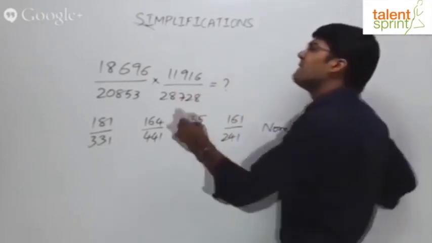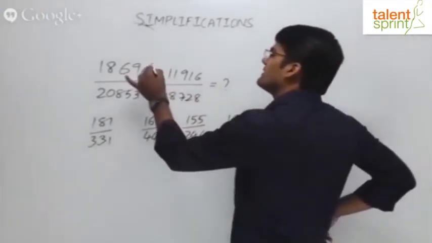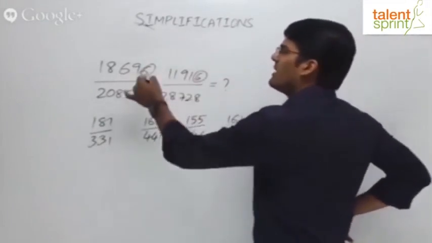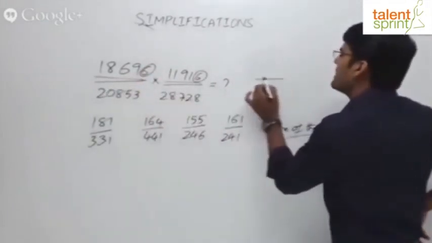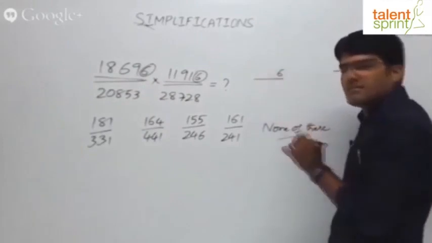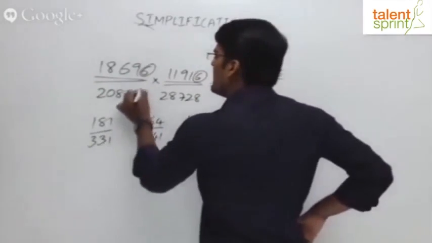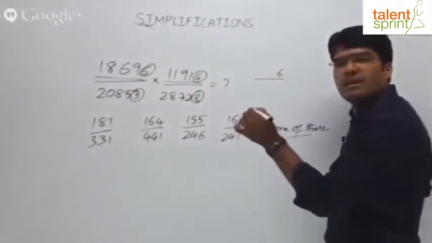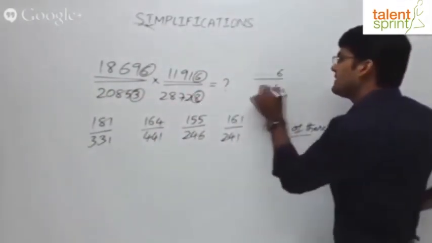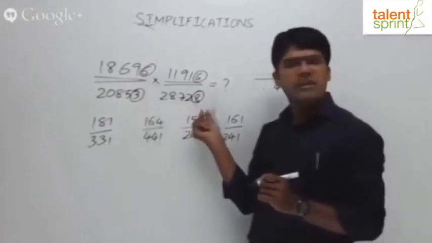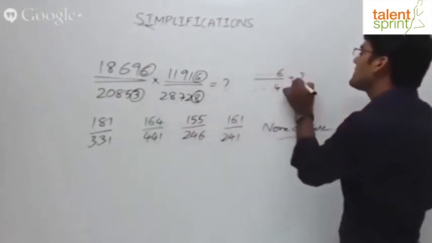Just think of it. First, simplify the numerator. 6 into 6. One number ends in 6, the other number ends in 6. Their product will end with 6. Yes or no? So we'll get some 8-digit, 9-digit number ending in 6. Look at the denominators. One number ends in 3, the other number ends in 8. When you multiply, their product will end with 4. 3 into 8, 24, ends with 4. Equals to what? 6 by 4.